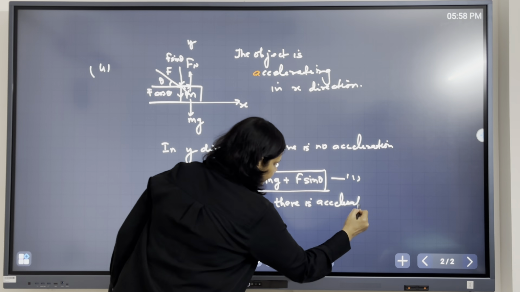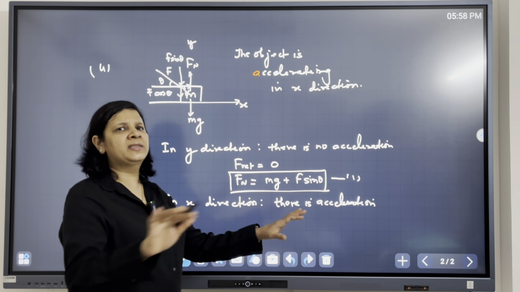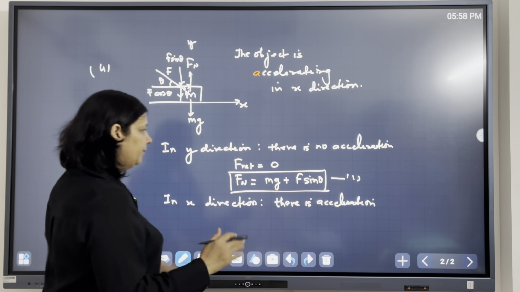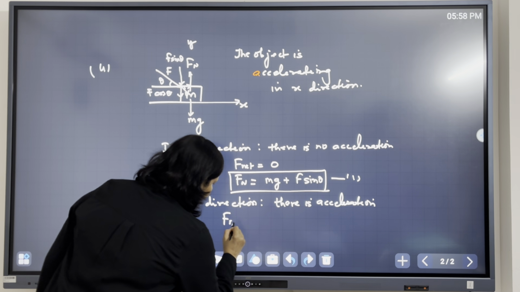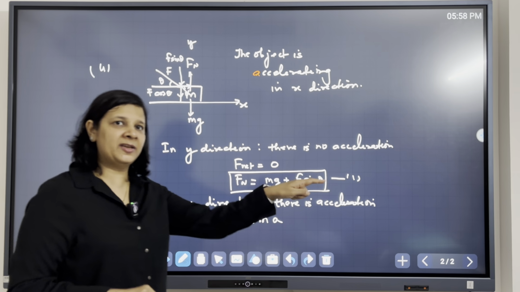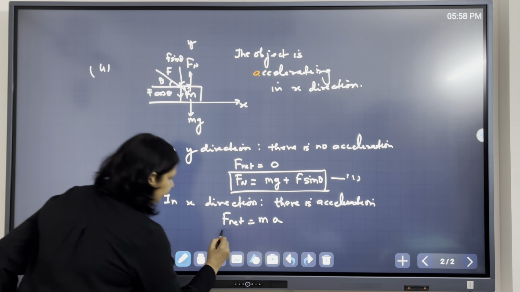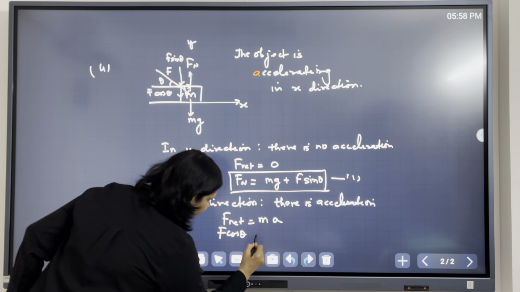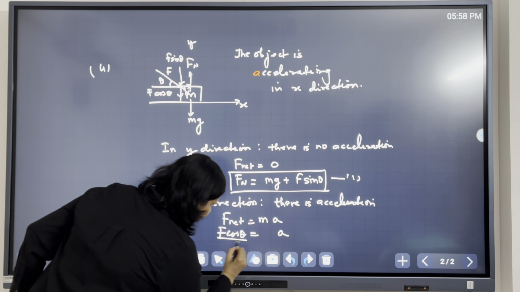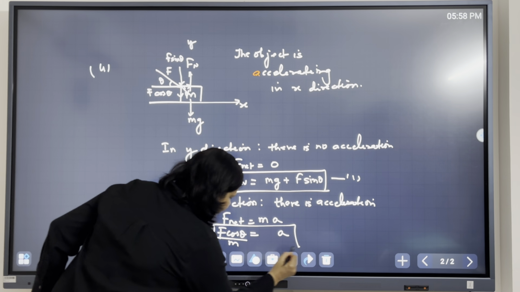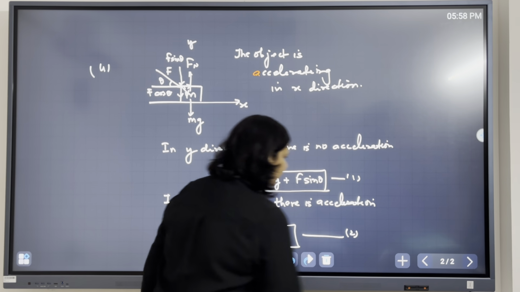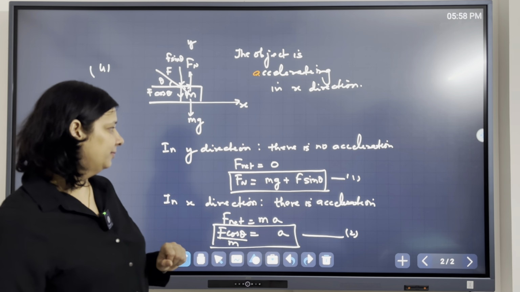Okay. For example, if I do not consider any friction, there is no friction between the box and the table, then F net is equal to mass into acceleration. How much is F net in x direction? F cos theta. So F cos theta is equal to mass into acceleration, and the mass will come here. This much is the net acceleration in x direction. This is how you can find the acceleration in x direction.